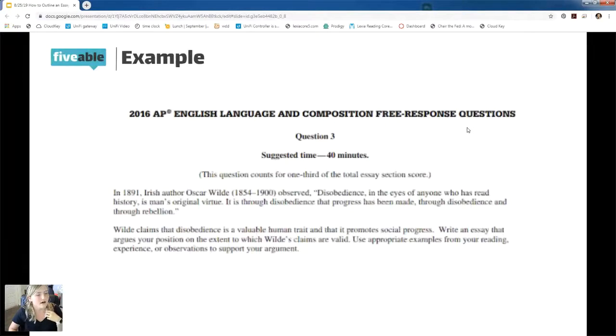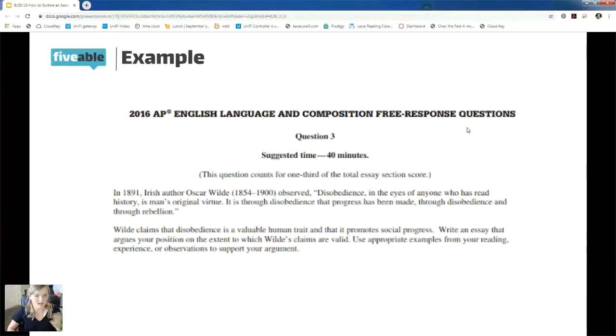So here's just an example. Let's say I got this essay prompt. It reads, in 1981, Irish author Oscar Wilde observed, disobedience in the eyes of anyone who has read history is man's original virtue. It is through disobedience that progress has been made, through disobedience and through rebellion. Wilde claims that disobedience is a valuable human trait and it promotes social progress. Write an essay that argues your position on the extent to which Wilde's claims are valid. Use appropriate examples from your reading, experience, or observation. So this was an actual AP prompt.